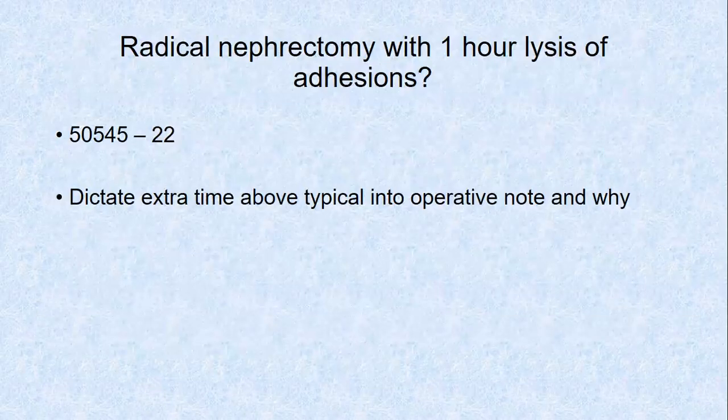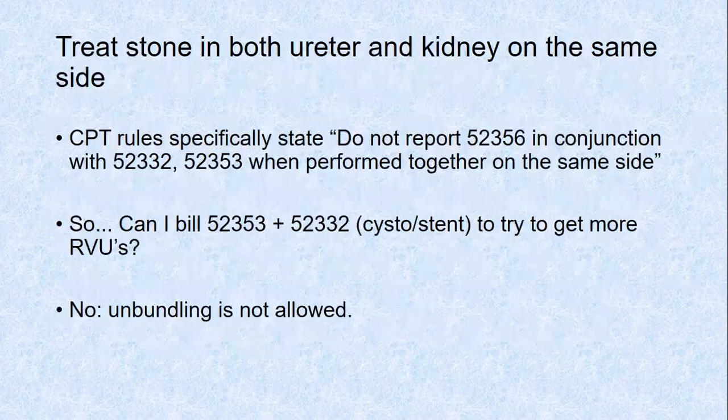Once again, if you do a radical nephrectomy with 1 hour of lysis of adhesions, I would dictate the extra time above typical into the operative note, and why it was that extra time, add modifier 22 to 50545, and probably get paid a little bit extra.